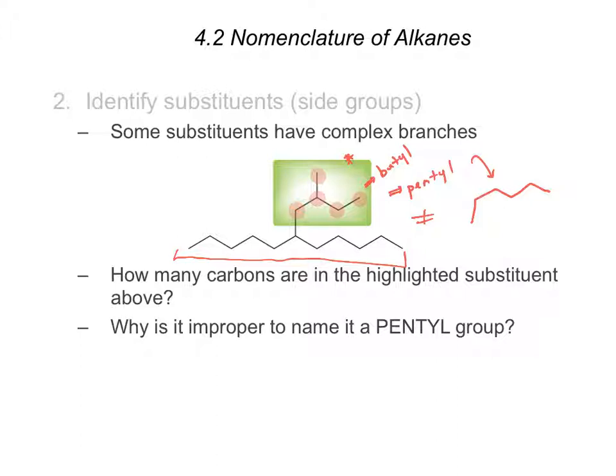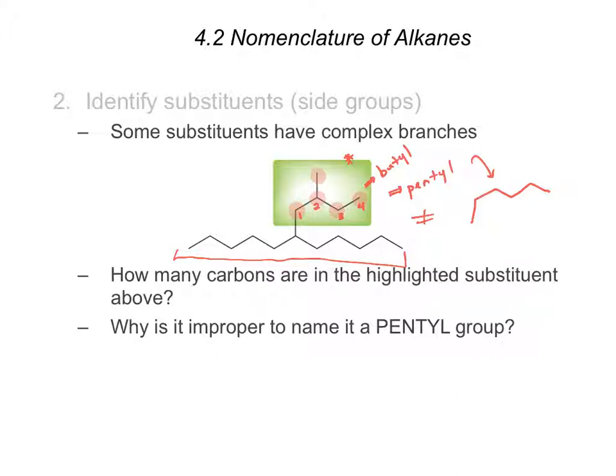Now, we're going to also number our little parent, okay? So I'm going to give 1 to the carbon that's directly attached to the parent. I'm then going to give this guy 2, 3, and 4, okay? Now we've got butyl. That's the base of the complex substituent.